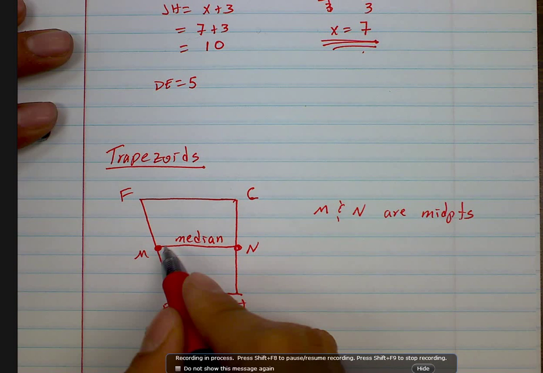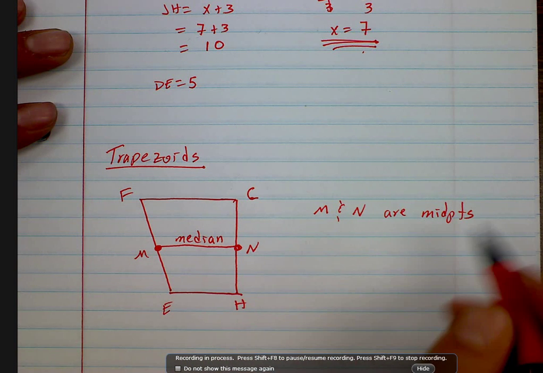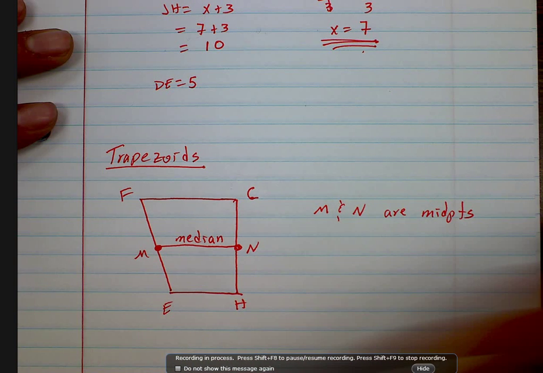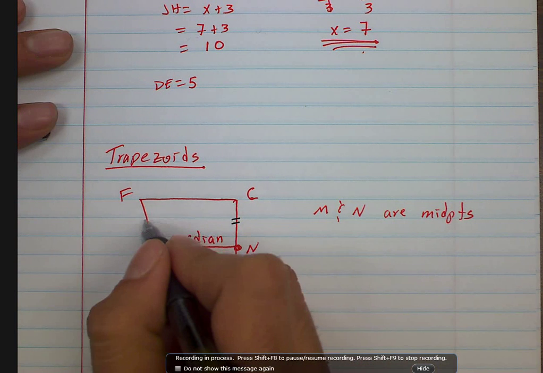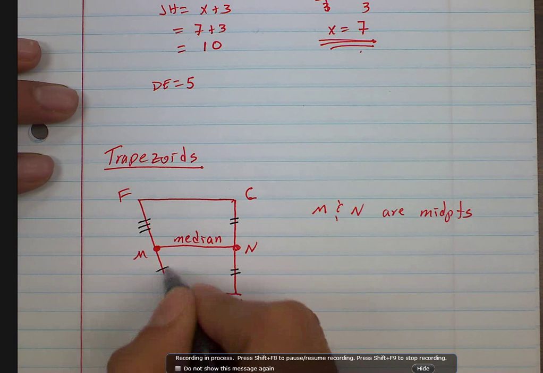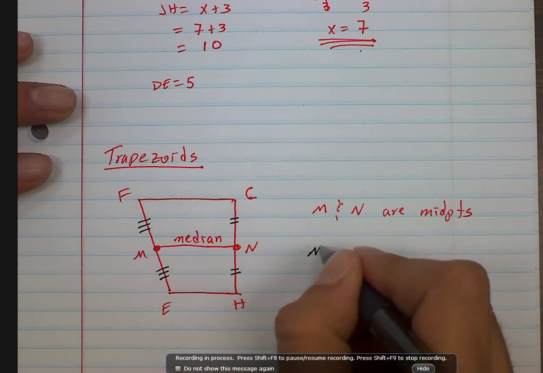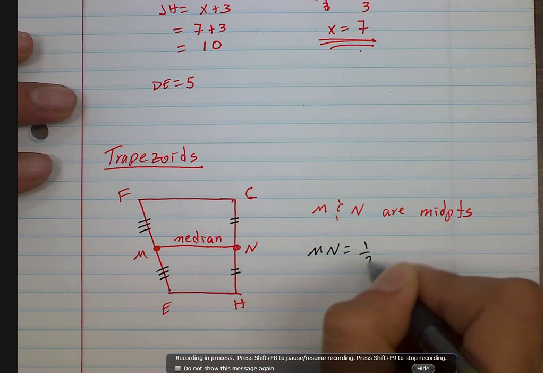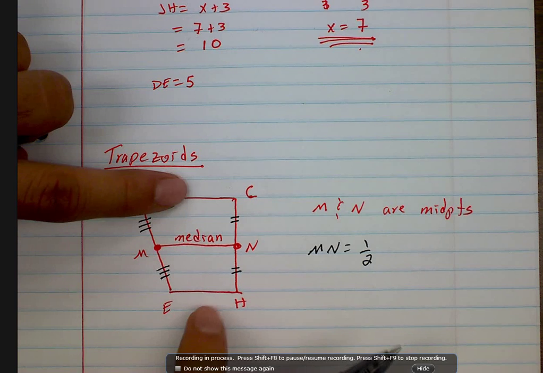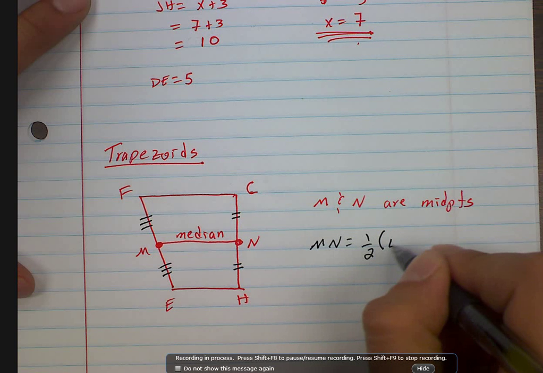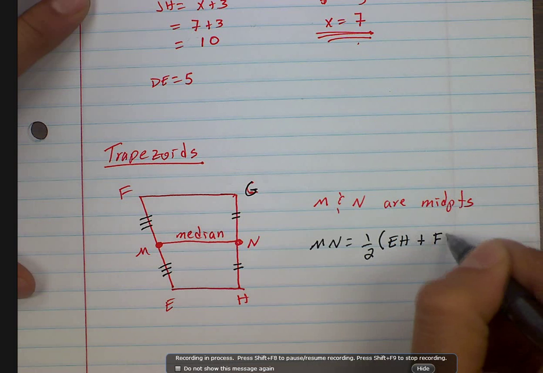And because that's what medians do. Medians make midpoints on opposite segments, right? So that means this side is equal to that side, or that segment, and then this segment is equal to that segment. So what this is telling you is that MN is equal to 1/2. So the median is equal to 1/2 of the sum of the 2 bases. So 1/2 of EH plus FG.